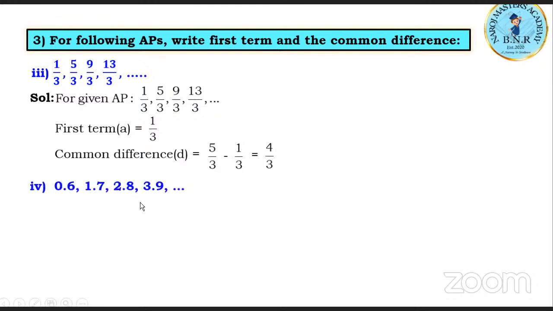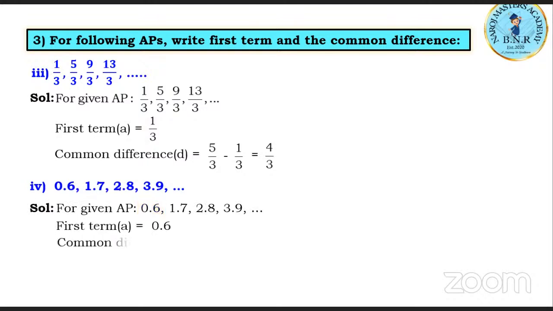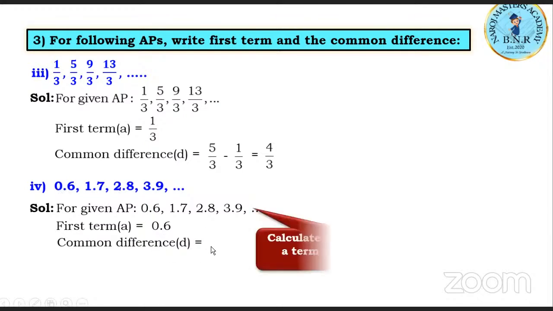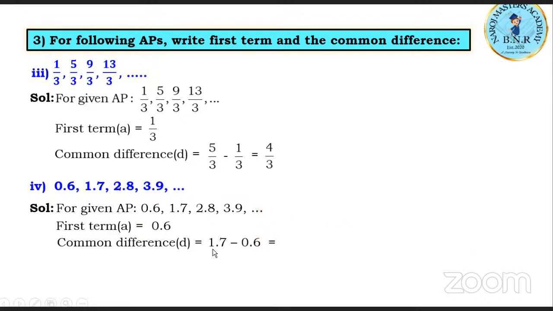Can you try for this? 1.7 minus 0.6. The first step is to find the first term. The first term is 0.6. Is it right? Now find the common difference. 1.7 minus 0.6, how much is it? Assume that it is 17 minus 6, so that is 11. So 1.1 is the correct answer. So we got the common difference and the first term.